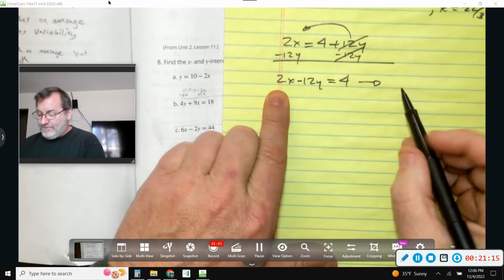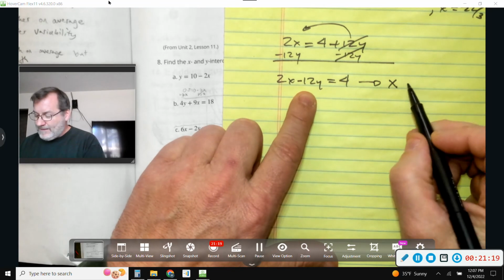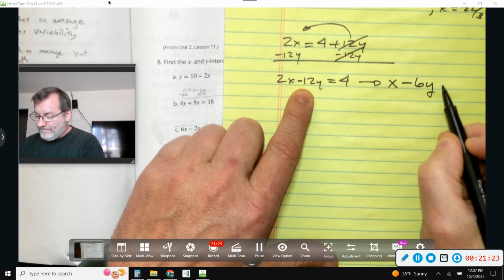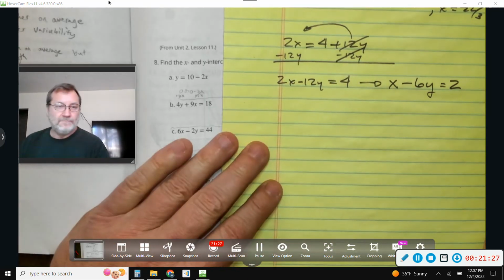How many times does 2 go into 2x? It goes into 1x times. How many times does 2 go into negative 12? Well, minus 6 times. Now how many times does 2 go into 4? 2 times. There, I fixed it.